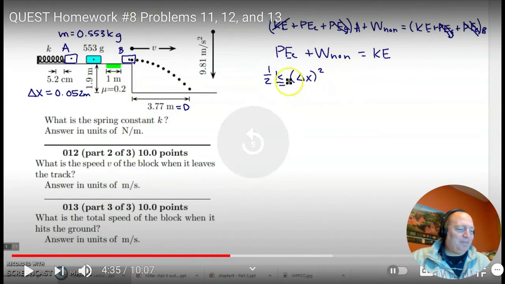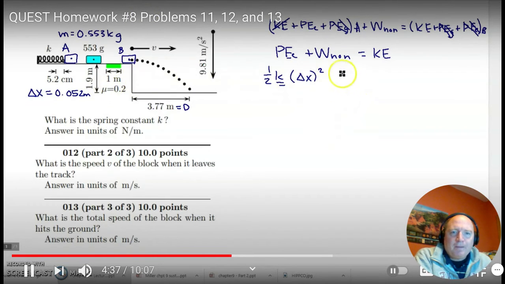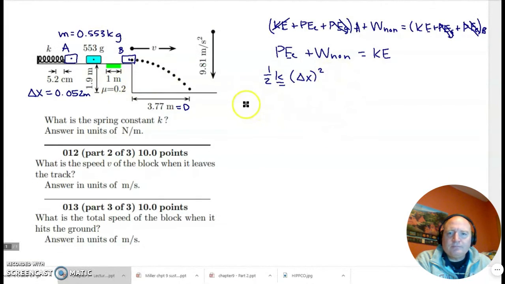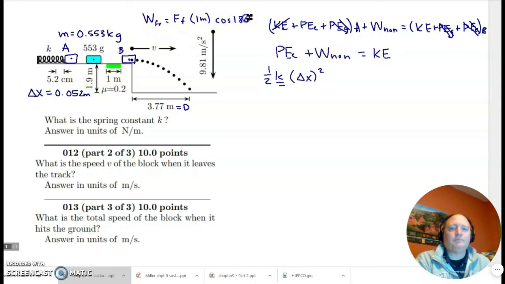Let's get back to it here. Plus the work done by friction. The work done by friction, I'm going to go ahead and set that up over here. That's going to be equal to the friction force times the displacement. In my case, that's going to be 1 meter, times the cosine. Friction acts to the left while this block is moving to the right, so that's going to be a cosine of 180 degrees, which you might remember that we can go ahead and substitute in with a -1. And then all I have to figure out is what is that friction force.